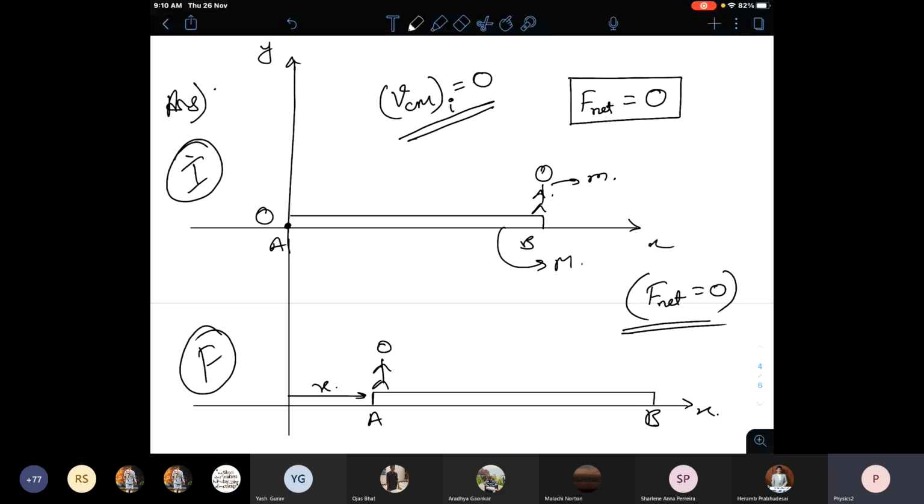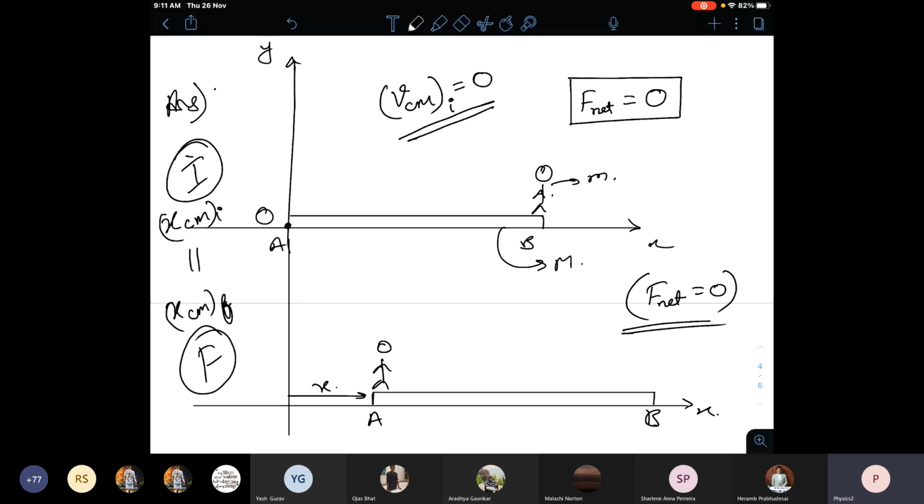Okay, so the initial velocity of the center of mass comes out to be 0. If that is 0, I can say that the position of the center of mass initially and the position of the center of mass finally should be equal. So the only thing that remains for us to do is to calculate x_cm initial and x_cm final. That's it. Then equate them. If you equate them, you have the answer.